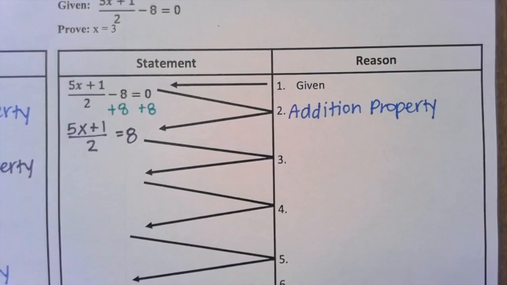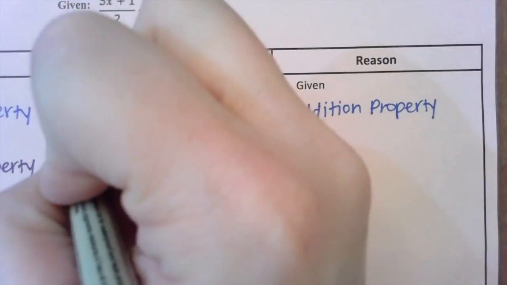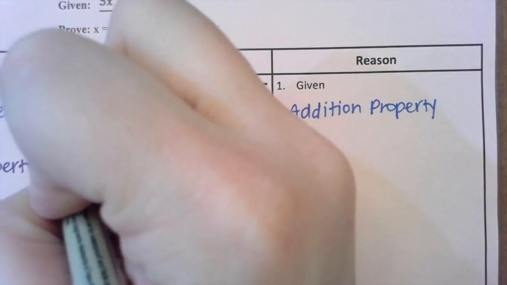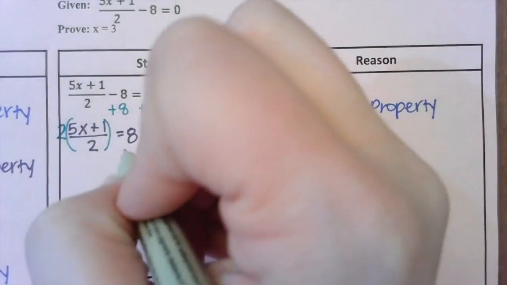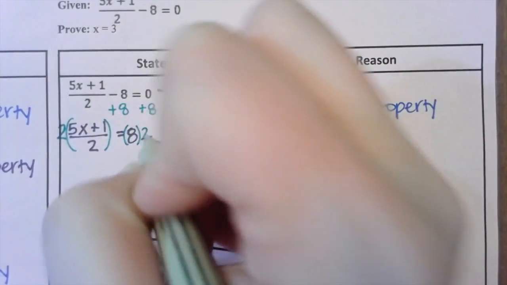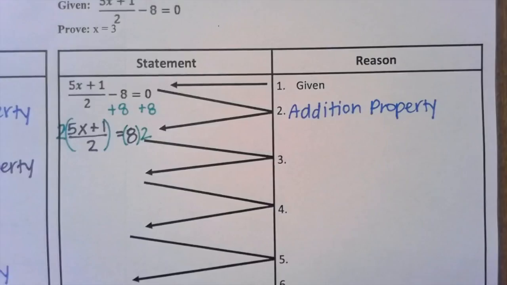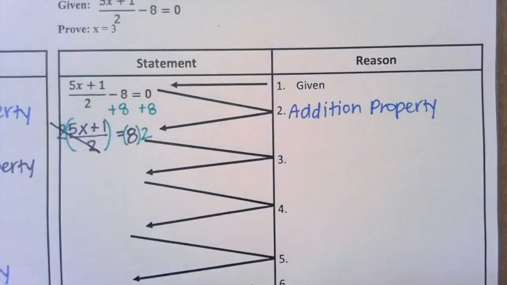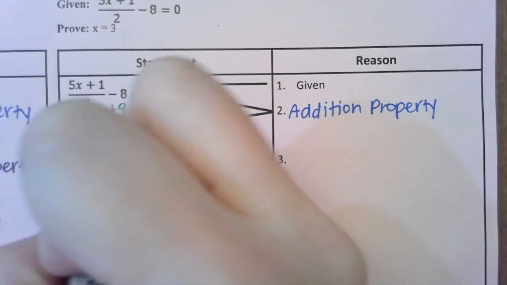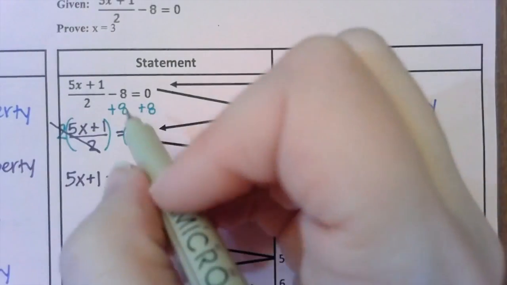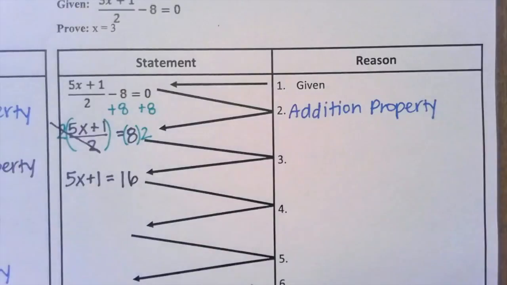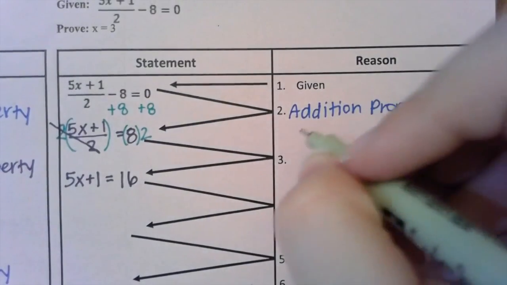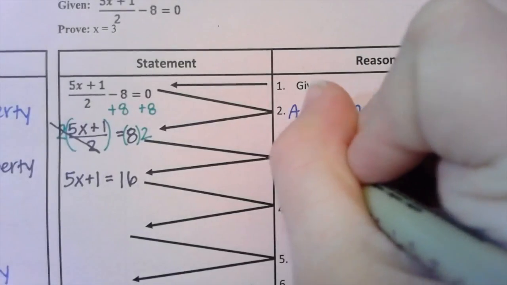The next thing we would need to do is get rid of this dividing by 2. The inverse operation of division is multiplication, so we will multiply by 2. And what we do to one side, we have to do to the other. When we do that, these will divide out. So we will have 5x plus 1 equals, and then 8 times 2 is 16. We multiplied, so our reason would be the multiplication property.